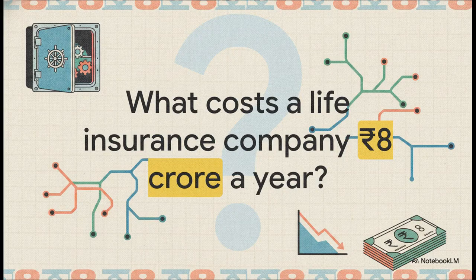But before we get into the heavy theory, I want to throw a very real scenario your way. What exactly costs a growing, highly successful life insurance company 8 crore rupees every single year in totally preventable losses? Keep that number in the back of your mind, because solving that massive financial leak is exactly what we're going to achieve by the end of our time together.